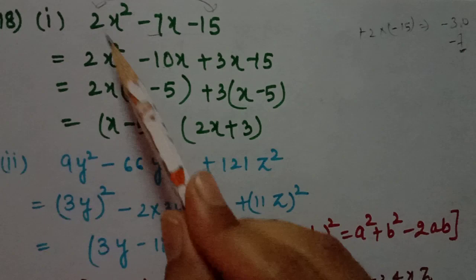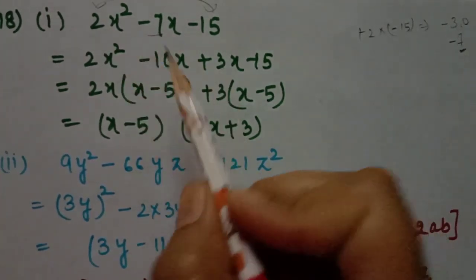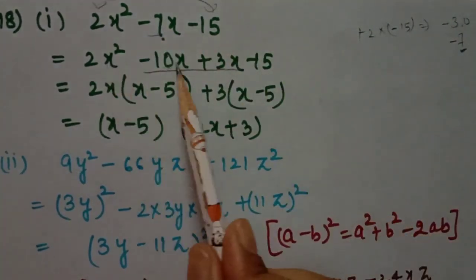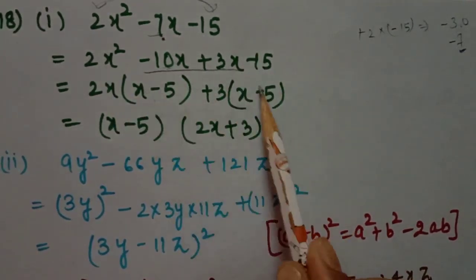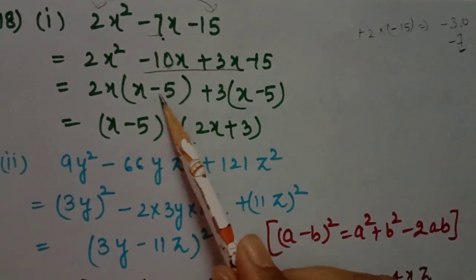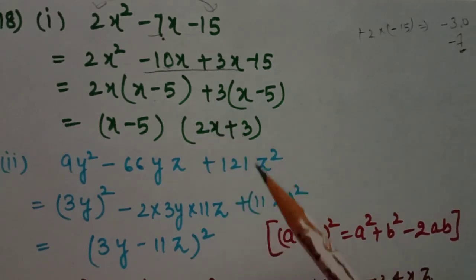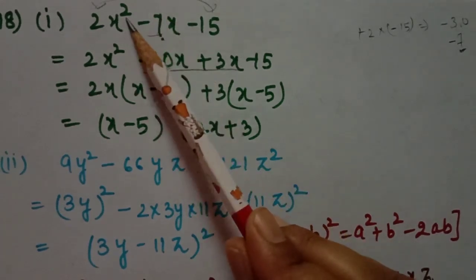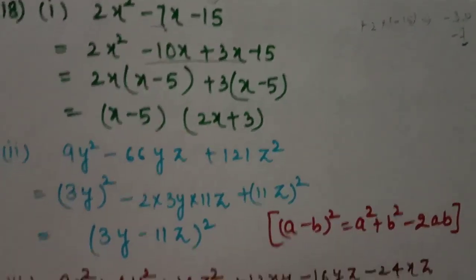So students, we will replace it with 2x^2 minus 10x plus 3x. When we solve these, it gives us minus 7x and minus 15. Then we will take 2x as common from these two terms, and plus 3 from these two terms. Now they both are the same. It means we are doing correct. So now we will take x minus 5 as common. The remaining part is 2x plus 3. So these two are the factors of this polynomial. It is clearly visible because the degree of this polynomial is 2, so the maximum number of zeros is 2. Factors are 2.